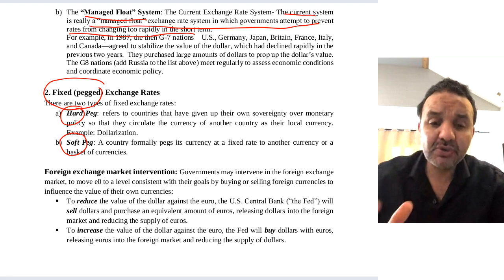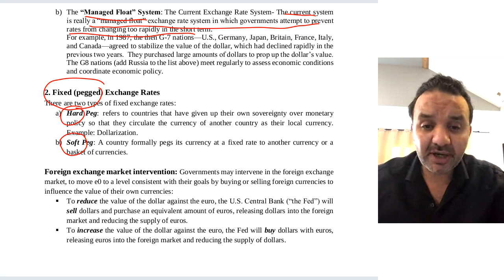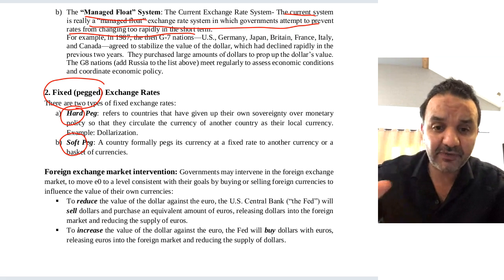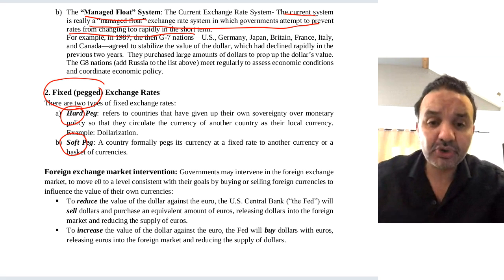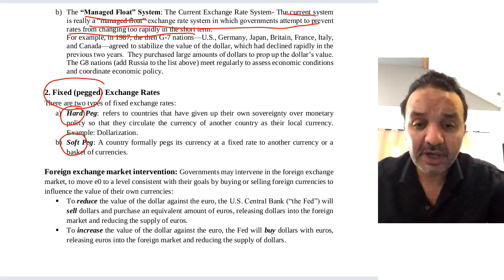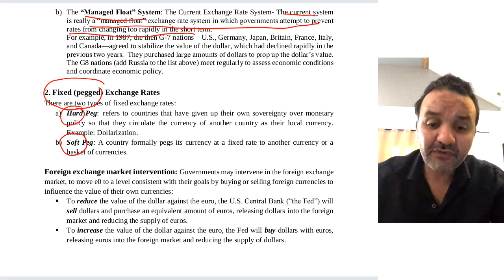These two countries use the US dollar. So this means if you visit Ecuador and El Salvador, you don't need to exchange money because you can use the US dollar in those two countries. Soft peg means what?